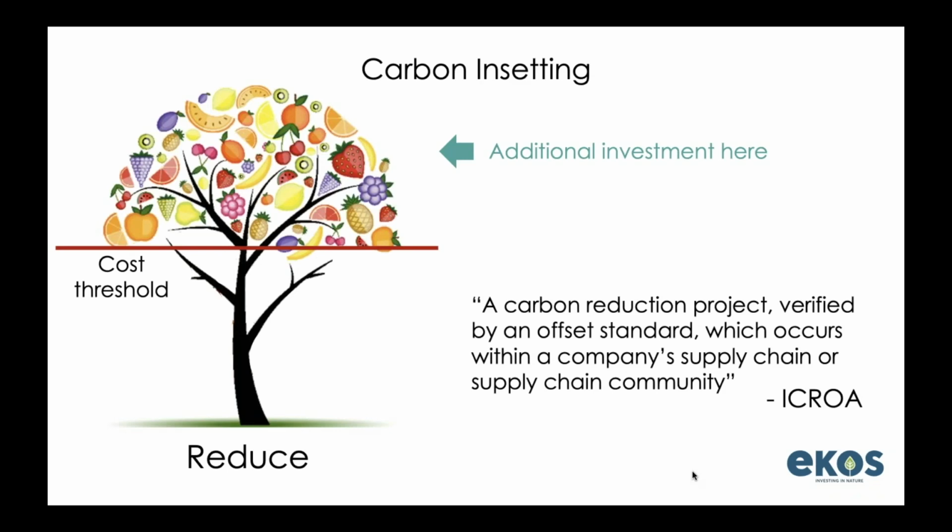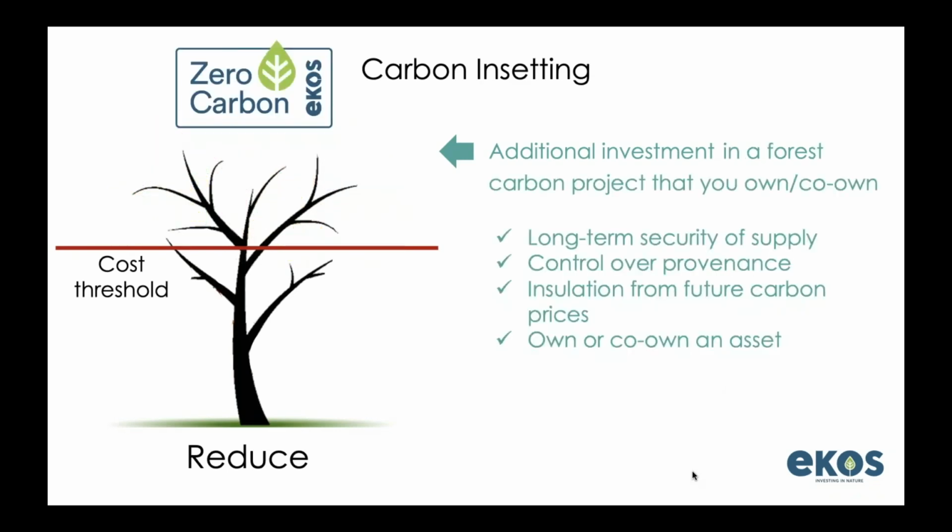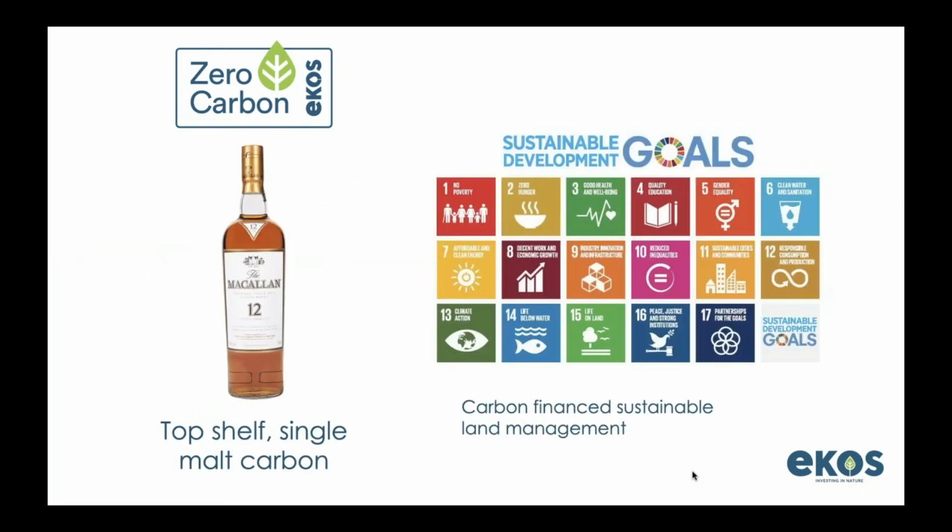So that means an additional investment yourself to create that carbon credit supply chain to get to zero. You generate long-term security of supply. You have control over the provenance of your carbon credits. You're also insulated from future carbon prices, and you also own an asset which you can potentially divest of later. It also allows you, when I talk about the provenance of the carbon credits, to pump your carbon projects full of co-benefits. Ekos specializes in maximizing the co-benefits in our carbon credit supply chain.